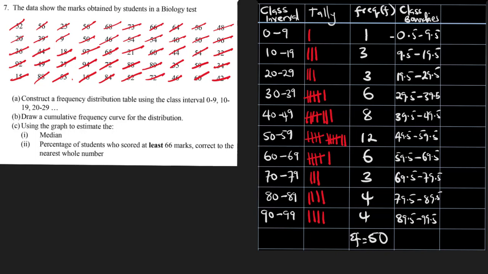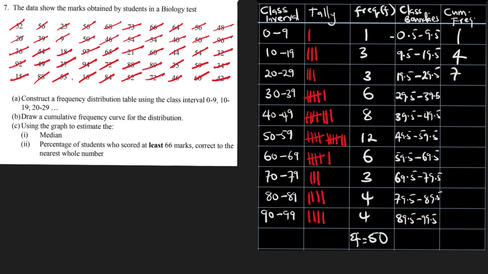The next thing you may want to find is the cumulative frequency. Cumulative frequency is usually done in a zigzag form. That means you carry the first one and write it here, then add it to the value next to it to get the next value. Our first frequency is 1, so we write it here. 1 plus 3 gives us 4. We write it here. 4 plus 3 is 7.